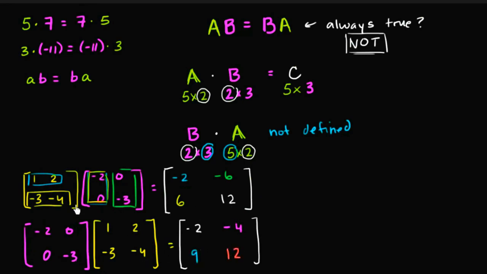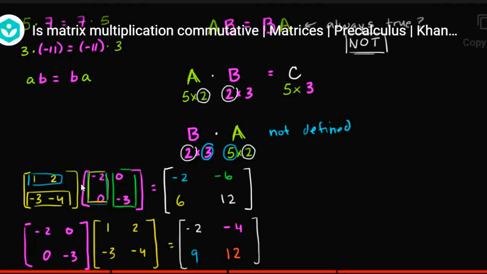But clearly, these two products are not the same thing. Even though it's defined, it doesn't matter whether you take the yellow one times the purple one or the purple one times the yellow one, both of those result in a defined product, but we see it's not the same product. So once again, another case showing that multiplication of matrices is not commutative. It is not the same. A times B is not the same as B times A.